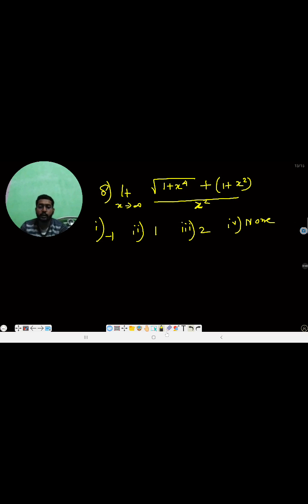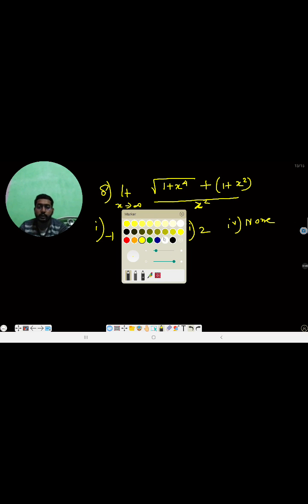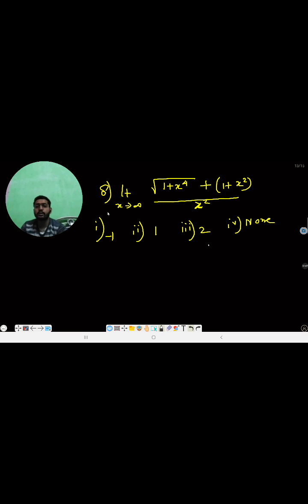Now how do we find this type of limit? Again the same thing: this is an infinity type. Whenever it is an infinity type, as I have told earlier, first you have to find the highest power of x. So you can see now this is the highest power of x.